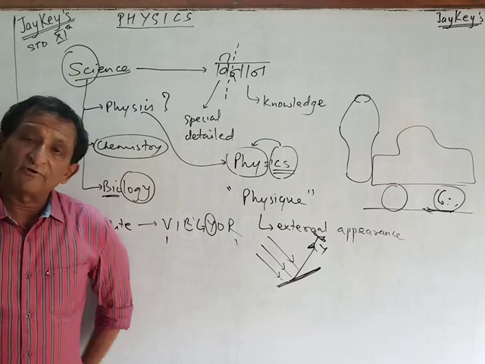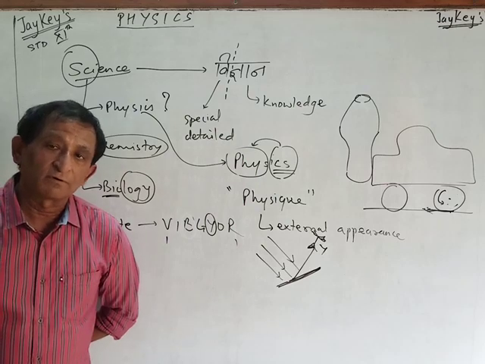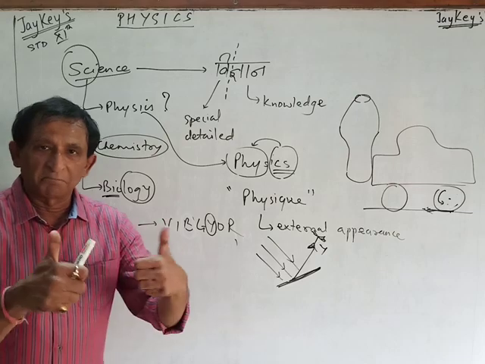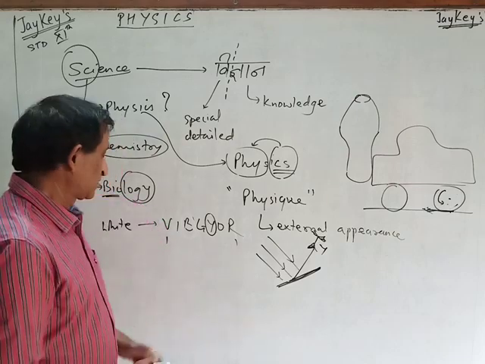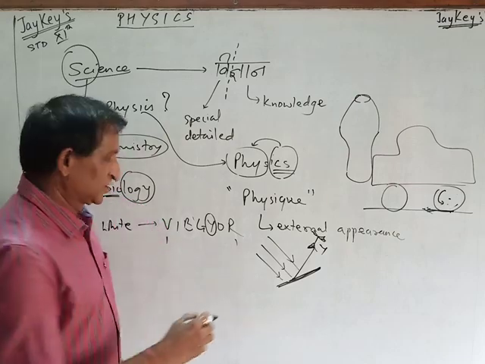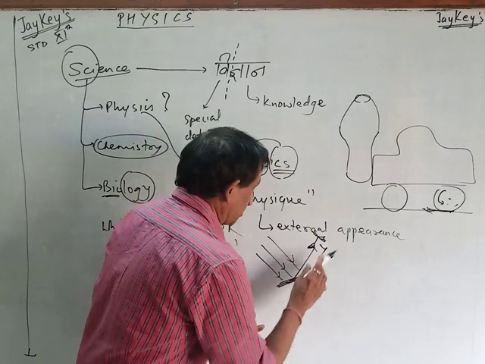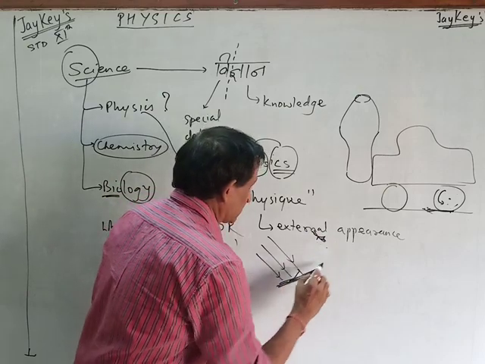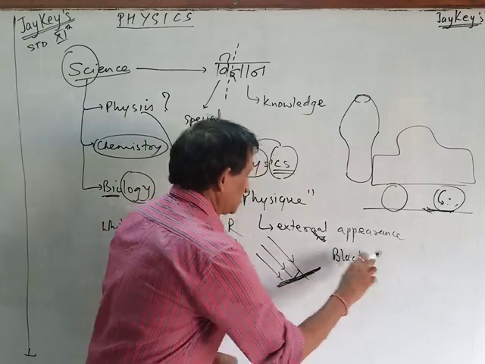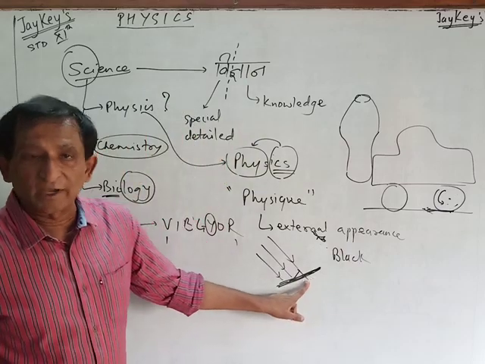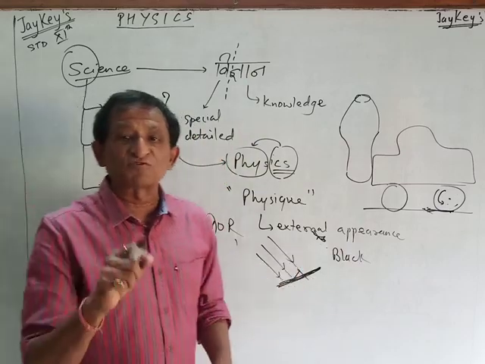And if all the colors are absorbed, nothing. Nothing means what? Black. All the colors are absorbed. None of the colors are reflected back. That means black. You find the surface is black. Why? Nothing came. So black is the absence of colors.